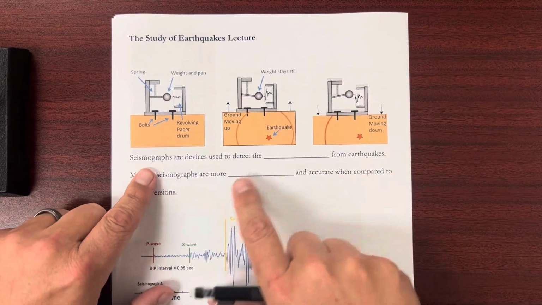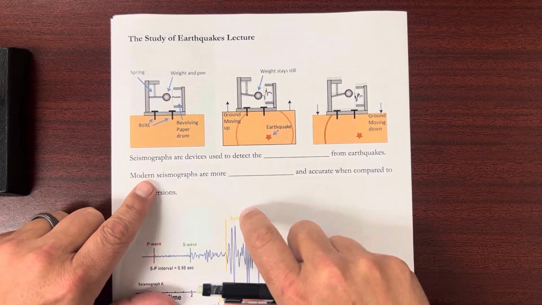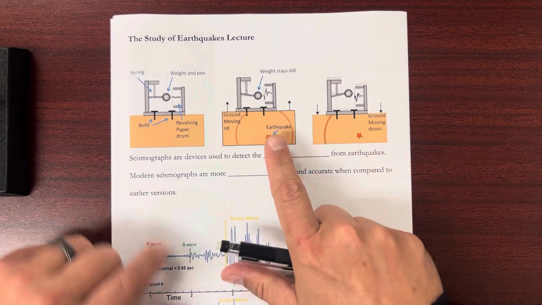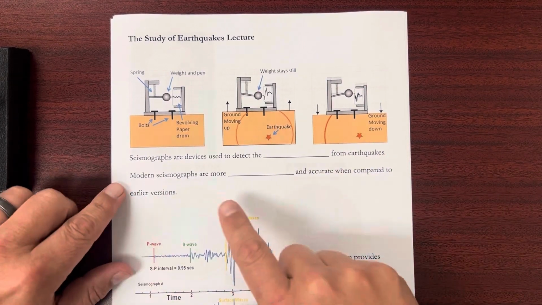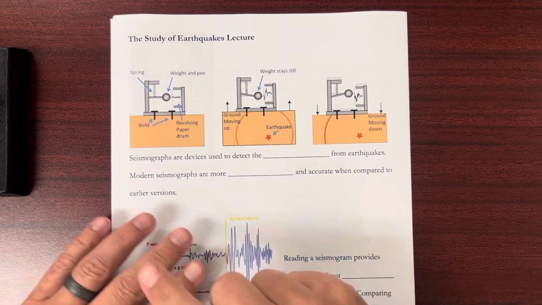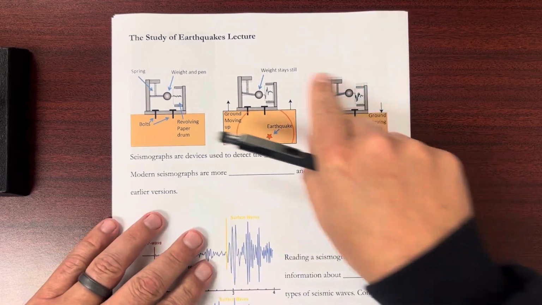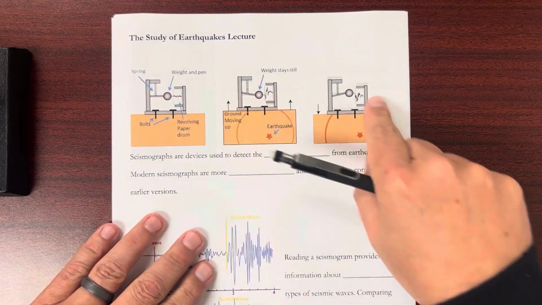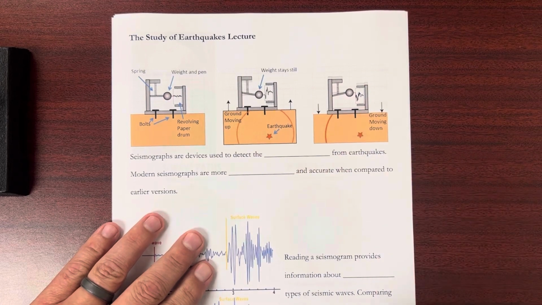So seismographs are devices used to detect the vibrations from earthquakes. Modern seismographs are more sensitive and accurate when compared to earlier versions. So modern seismographs just have a more complicated version of this, okay?